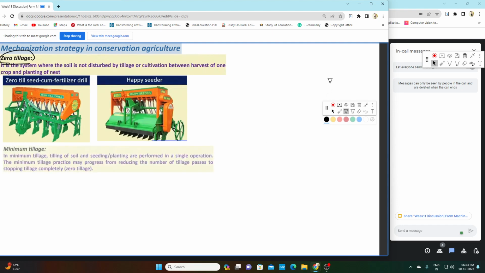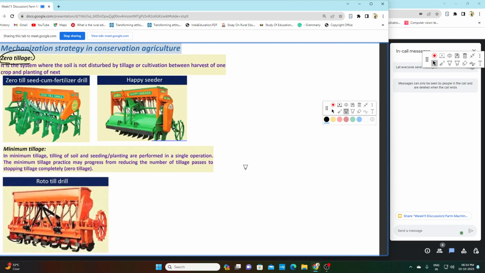Okay. Then second is minimum tillage. Minimum tillage is a similar thing to zero tillage. In zero tillage we are doing no tillage at all. In minimum tillage we are doing tillage, but very little tillage. That is minimal tillage. Minimum tillage we do with our roto till drill.